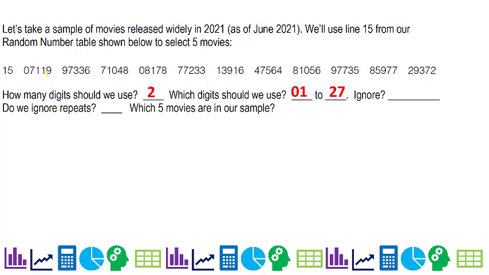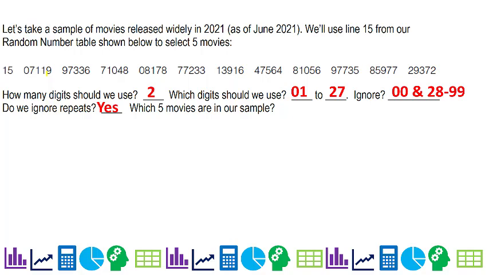Now, you're probably going, wait a second, didn't you say start at 0, 0? I could do 0, 0 to 26. It's just a little confusing when the movie's numbered 1 and I use 0, 0 for 1. So the way I can fix that, because I already have a numbered list, is I'll say ignore 0, 0 and anything from 28 to 99. Do we ignore repeats? Yes, we do, because we don't want to sample the same movie twice.